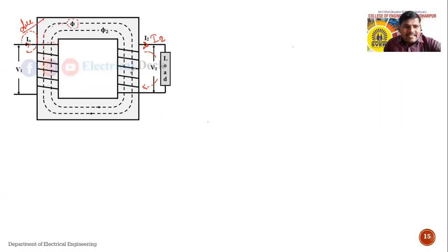See here, the direction is also given. Due to this primary current, or the no load current, some flux is produced. It is shown by this phi, and it will be flowing in this direction. Look at the direction: suppose it flows in the clockwise direction. Now see, when the secondary is loaded, that means the secondary circuit is closed.